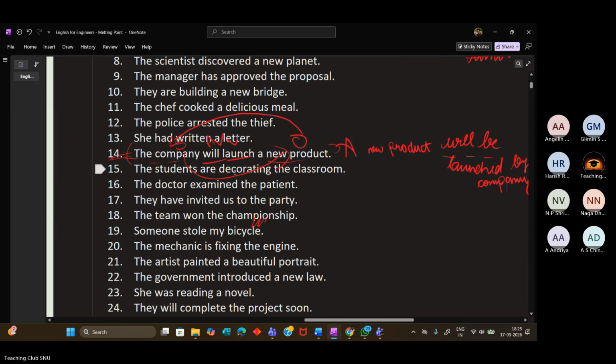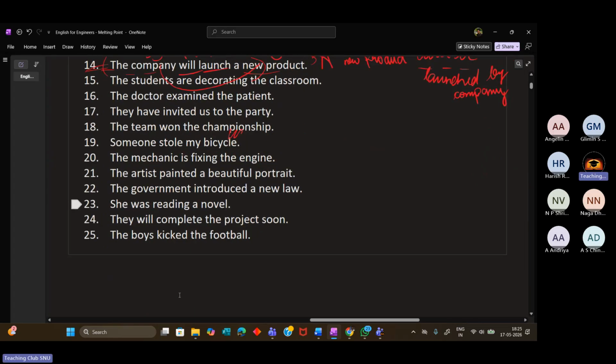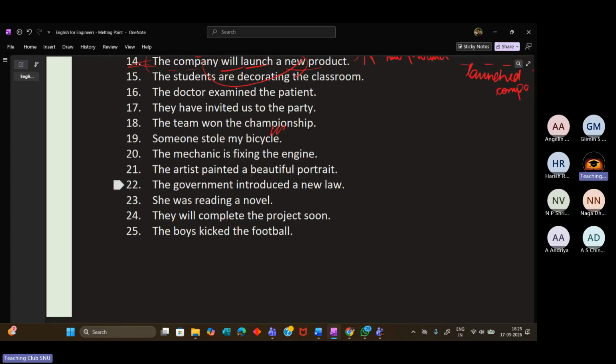And just one more question. 24. Okay. They will complete the project soon. Sure. First, let's figure out the verb and the auxiliary. So what's the verb here, guys?